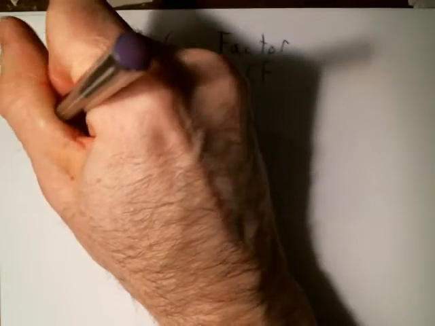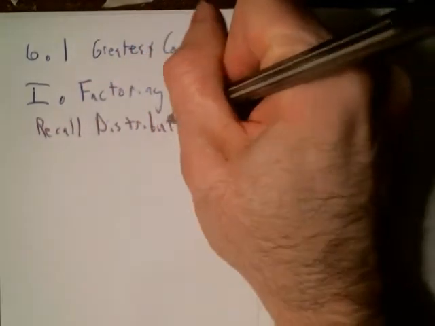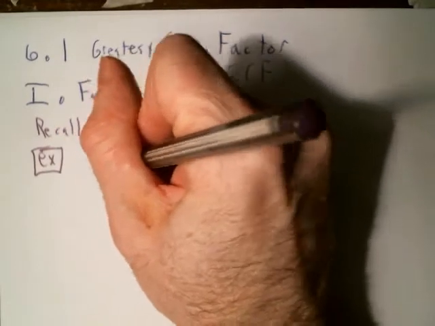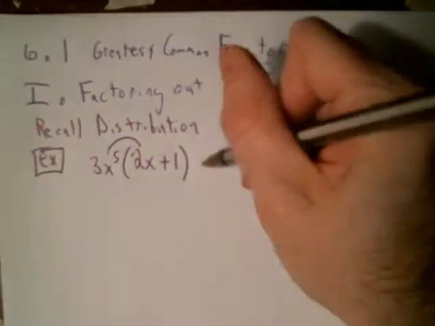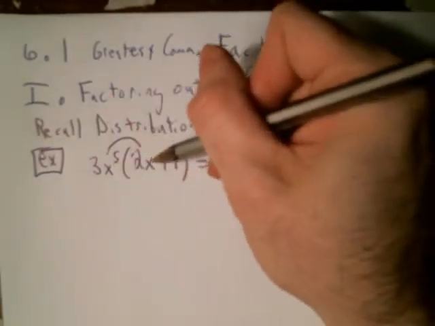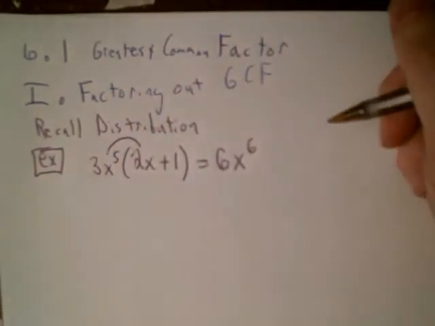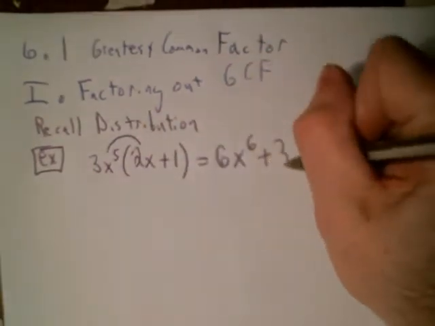So yeah, recall distribution problems that you saw in the past. Let's take a look at an example. Maybe we had something like 3x to the fifth times 2x plus 1. To distribute, we multiply this times this. Multiplying the constants together, 3 times 2 is 6. Then multiplying the variable terms, x to the fifth times x, you add the exponents and you get x to the 6. And then 3x to the fifth times 1 is plus 3x to the fifth.